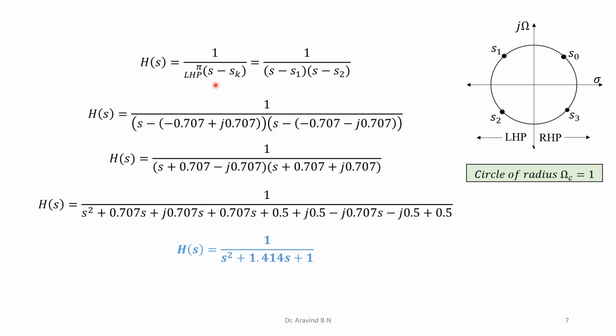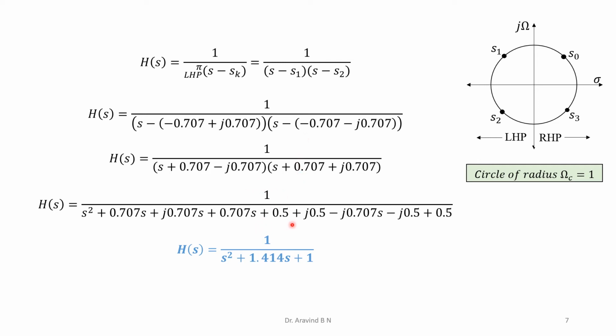H of s is equal to 1 divided by the product over left hand poles of s minus s_k. On the left hand side, we are having S1 as well as S2. Therefore, represent (s minus S1) into (s minus S2). S1 and S2, both of them are already calculated. Substitute those values in these locations. After substituting the values, this is what we are going to get, and we need to make further simplification of it. After making the complete simplification, steps are shown over here.